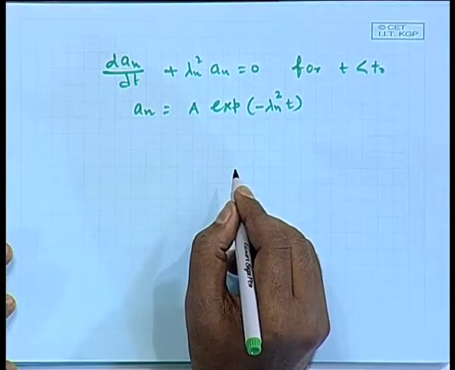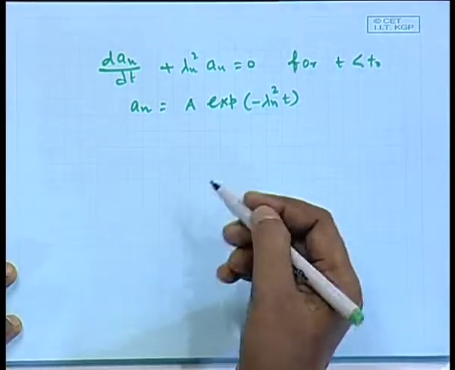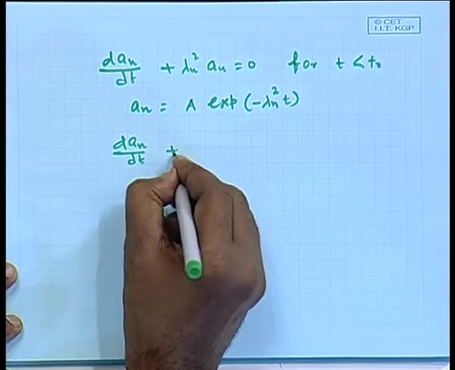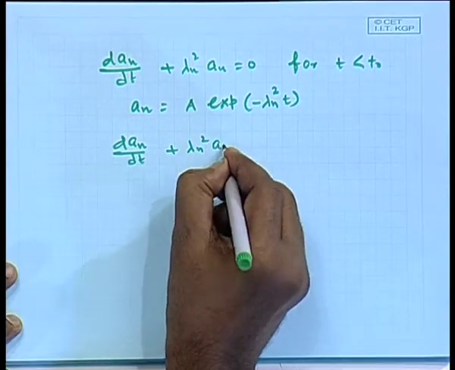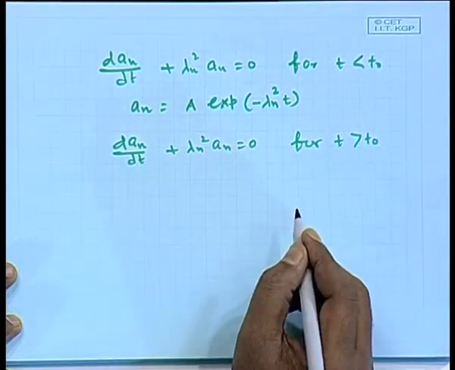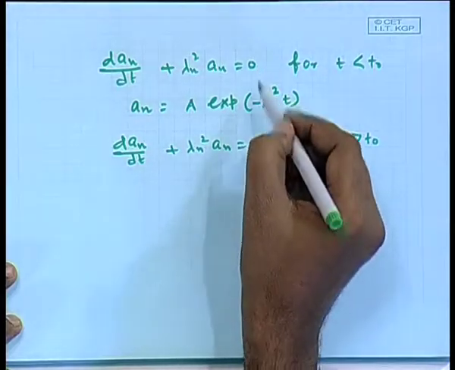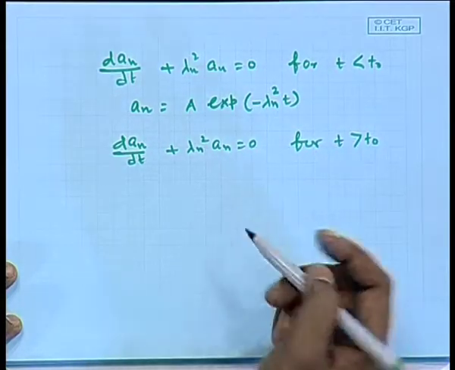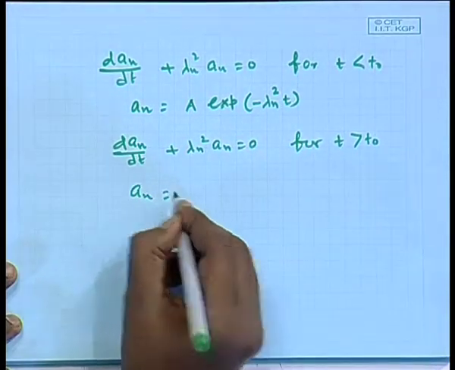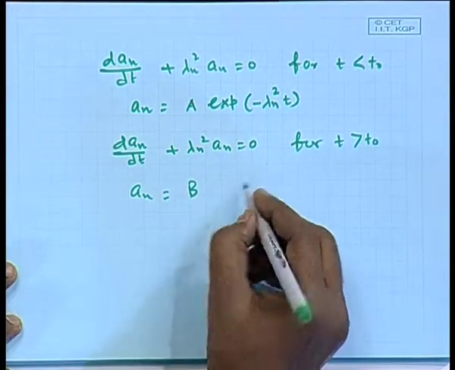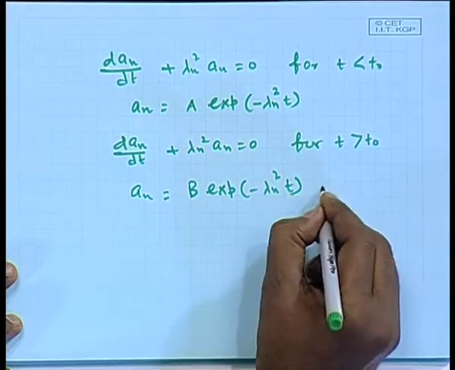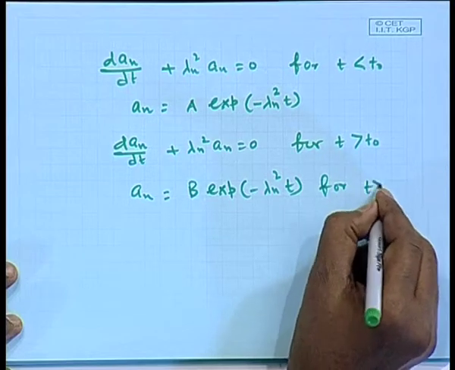That will be the solution. Okay. For t greater than t naught, the same equation will be holding good. This right hand side will be equal to 0 because you are putting a unit impulse at t equal to t0. So, you will be getting a_n, but with a defined constant, let us say b, exponential minus lambda n square t, for t greater than t naught.